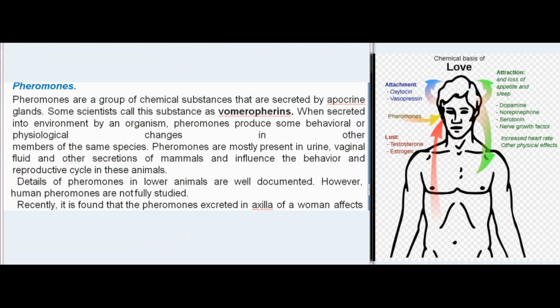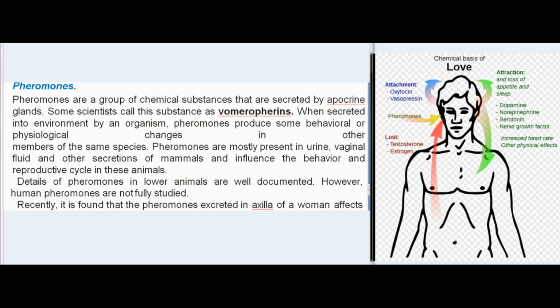Pheromones. Pheromones are a group of chemical substances that are secreted by apocrine glands. Some scientists call this substance vomeronasal. When secreted into environment by an organism, pheromones produce some behavioral or physiological changes in other members of the same species. Pheromones are mostly present in urine, vaginal fluid and other secretions of mammals and influence the behavior and reproductive cycle in these animals. Details of pheromones in lower animals are well documented. However, human pheromones are not fully studied.